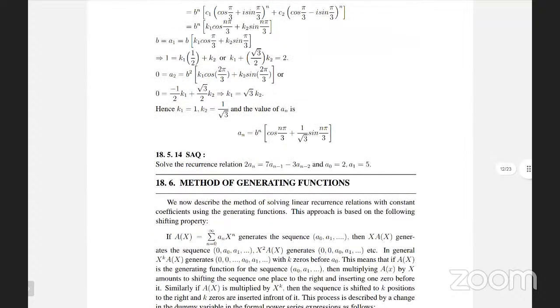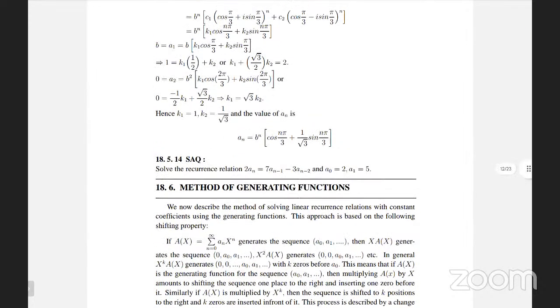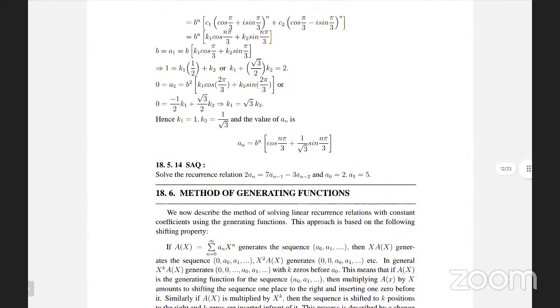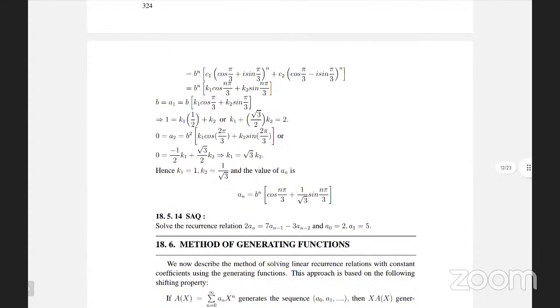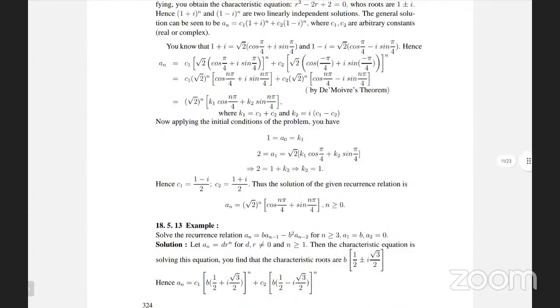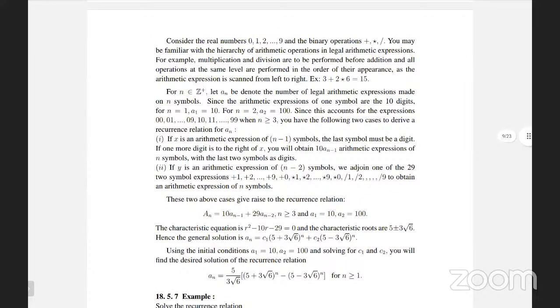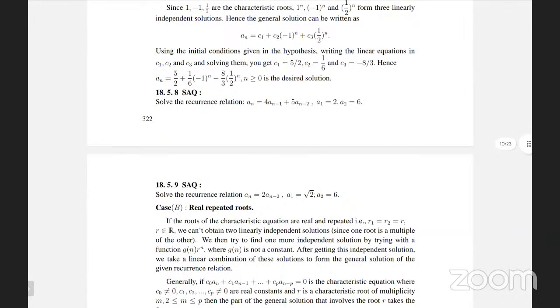Next, the method of generating functions. Up to here, we covered the solution finding for the homogeneous case. There are three cases: real and distinct, real and equal, and complex roots. These are the solutions for the homogeneous functions we did.